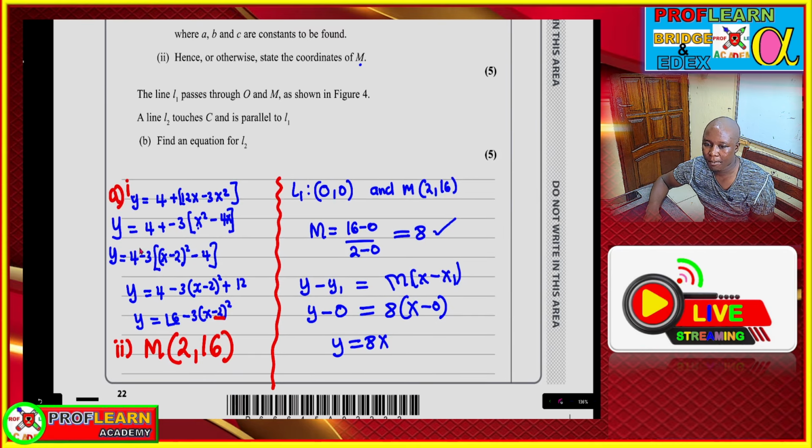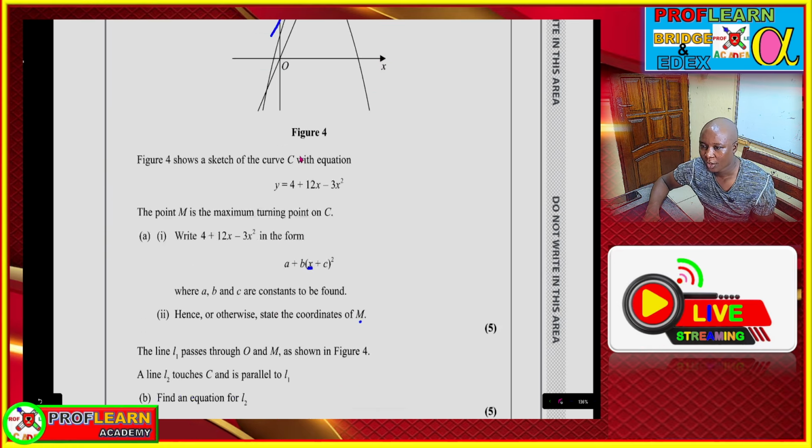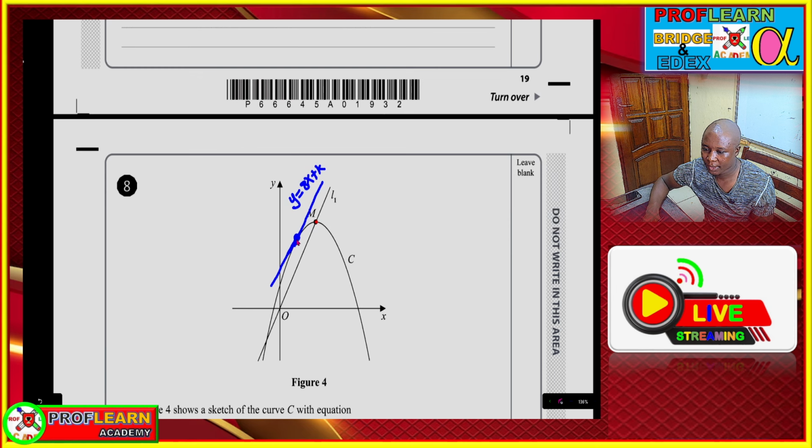The next part is find the equation of L2, but we are told that line L1 passes through that. Already we are done with that. Line L2 touches C, and is parallel to L1. So L2 touches C and is parallel to this. So if it's parallel to L1, it means it has the same gradient as L1, isn't it?